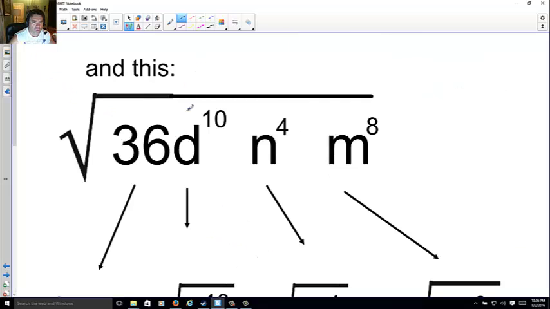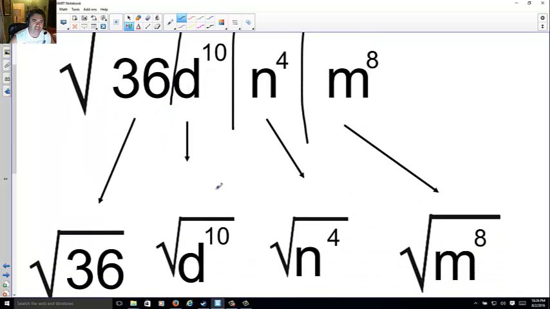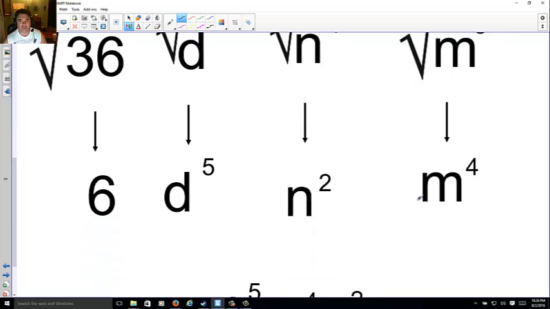And this here, do one thing at a time. Root 36 to make 6. Half of 10 is 5, half of 4 is 2, half of 8 is 4. So root of 36 is 6, root of d to the 10th is d to the 5th, root of n to the 4th is n squared, root of m to the 8th is m to the 4th.